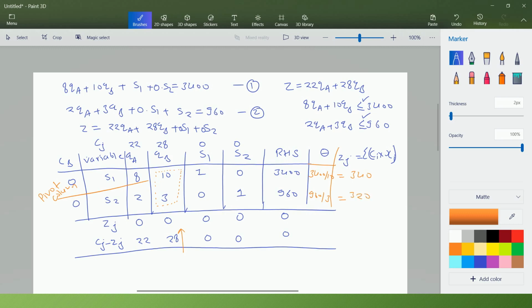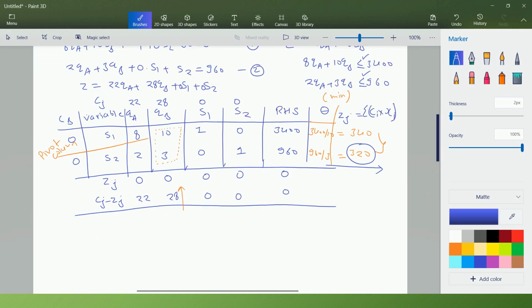Now here we have to choose the minimum. So this theta is the minimum of the values which we are getting here. Here we have to select the maximum, and here we have to select the minimum, okay. So this is the minimum, that means this variable will go out of the problem, that means S2 will go out and QB will enter the problem, okay.